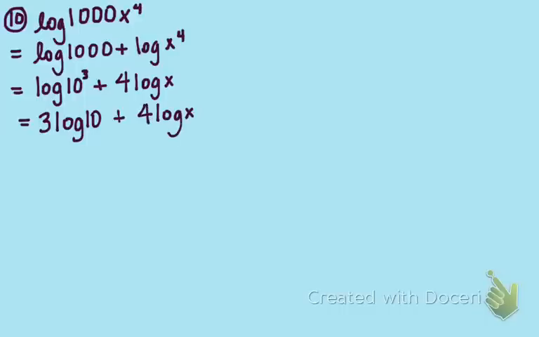Anytime you have a number inside a log, you should look to see if the number you're taking the log of is the same as the base. And remember that log without an expressed base is base 10. So log base 10 of 10 is just 1. So 3 times 1 is 3 plus 4 log x, and that is our final answer for that one.